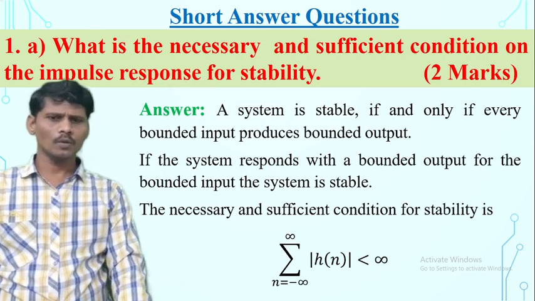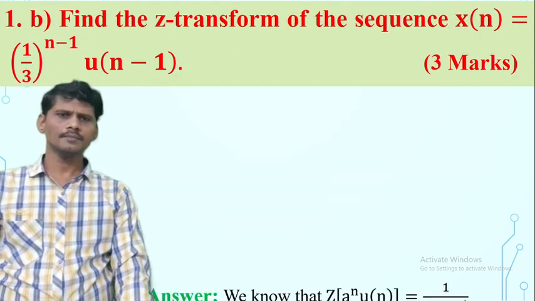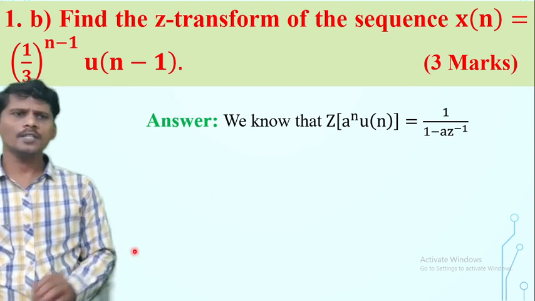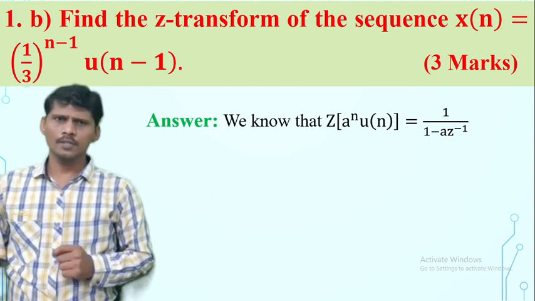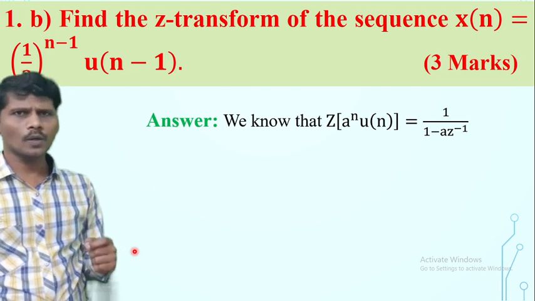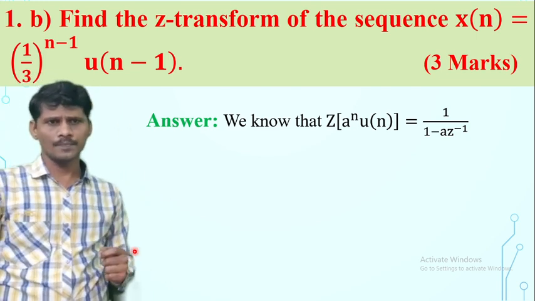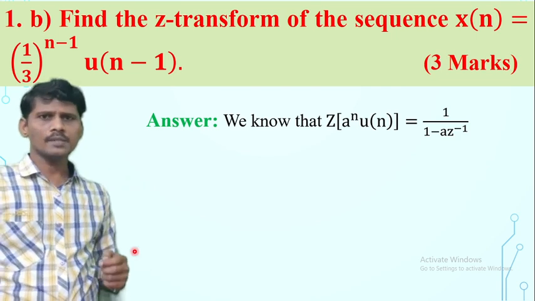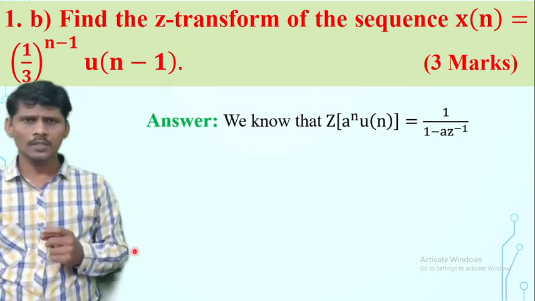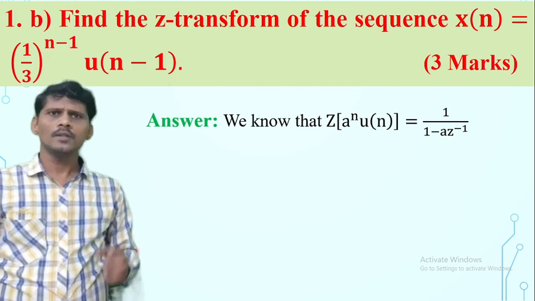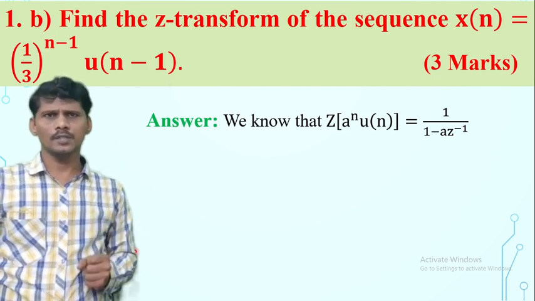Next, question number 1B is: find the z transform of the sequence x of n equals (1/3) to the power of n minus 1 times u of n minus 1. Given that the sequence is (1/3) to the power of n minus 1 u of n minus 1, calculate the z transform of the given sequence.